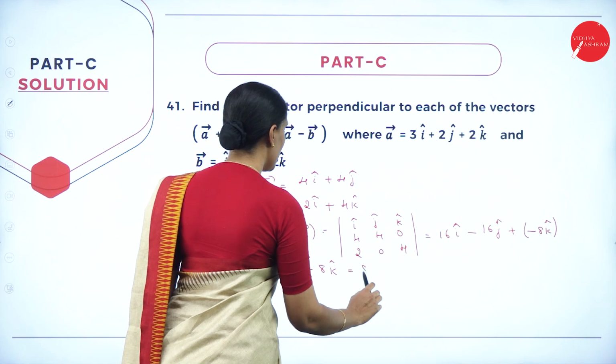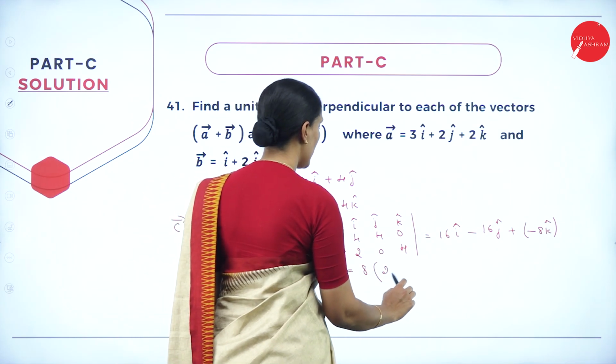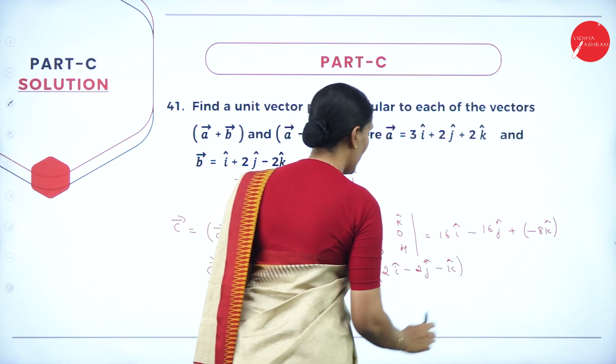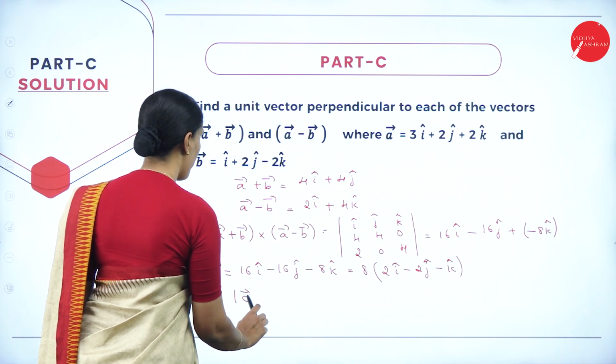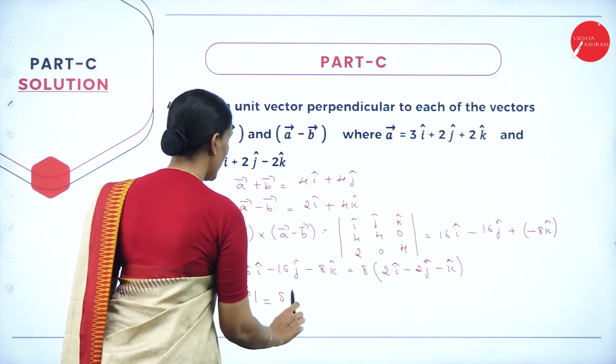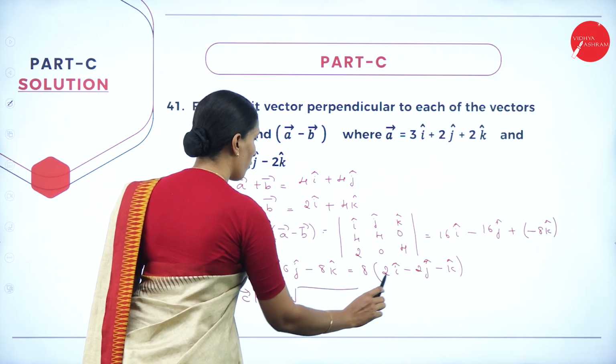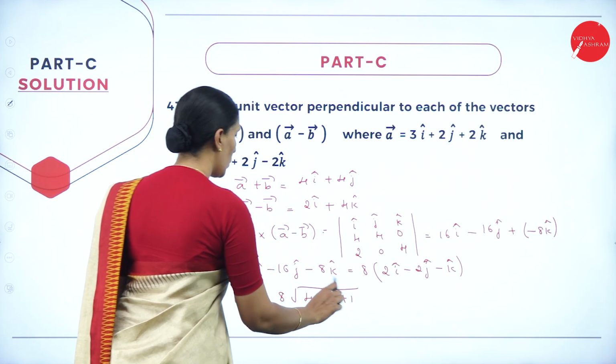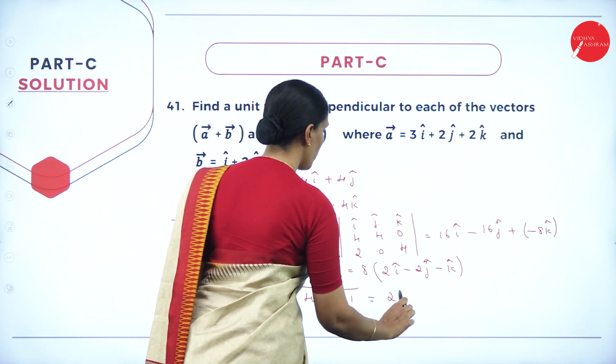So we can take 8 as a common factor, then we'll get this as 2i minus 2j minus k. Now let's take the magnitude of vector c. Magnitude of 8 is 8. So square root of 2 square plus 2 square plus 1, which is root 9, 3. 8 3s are 24.